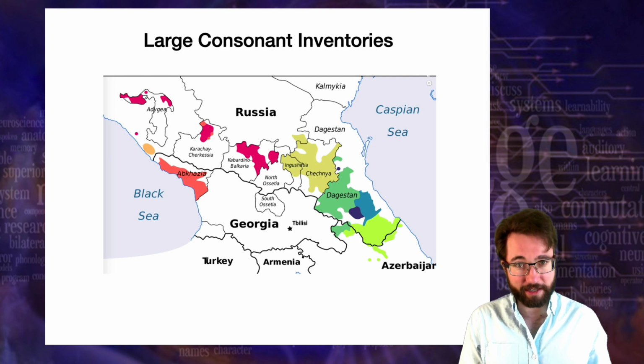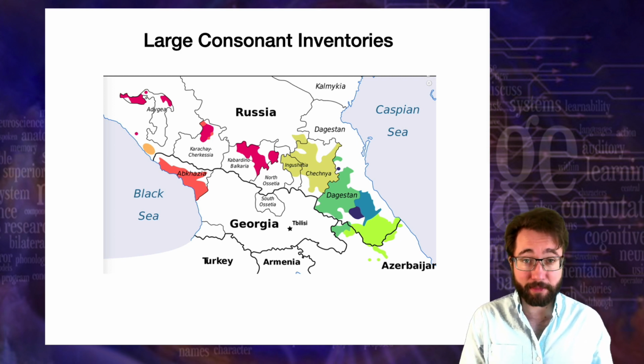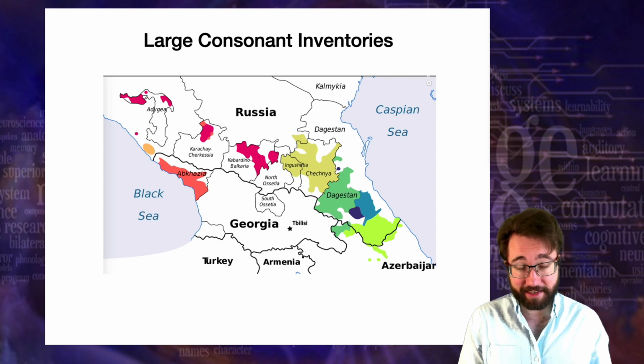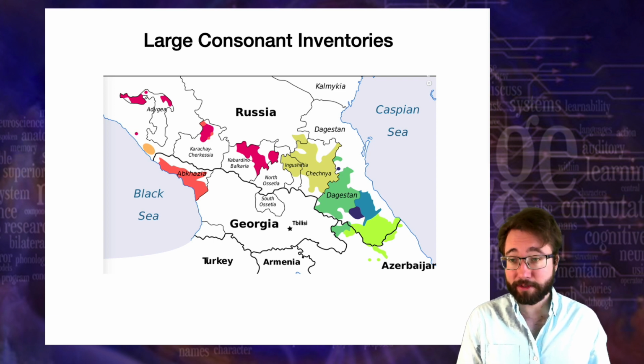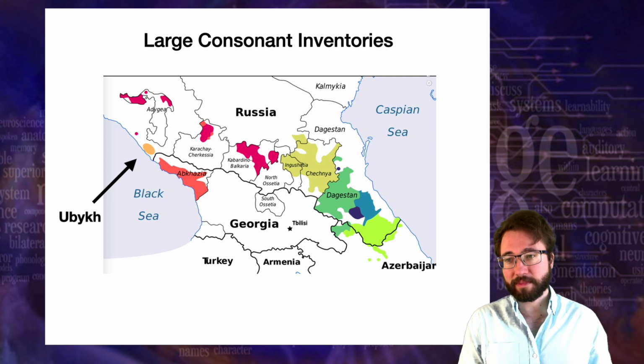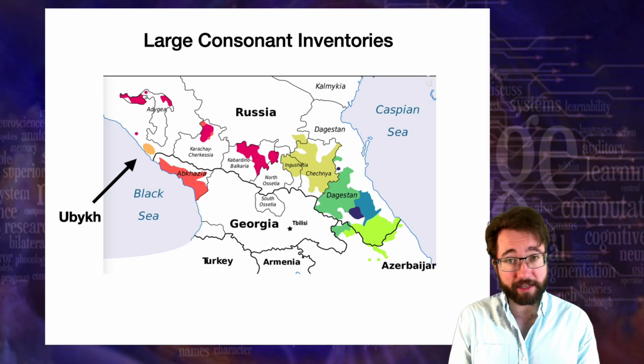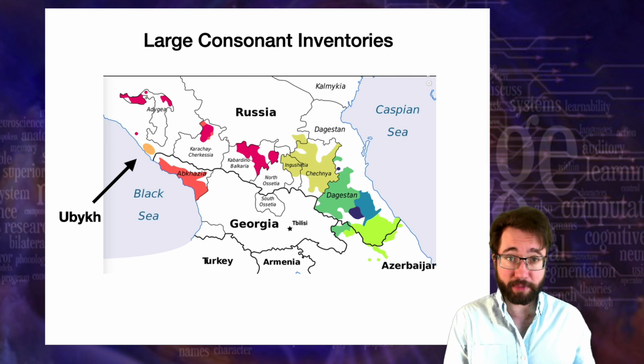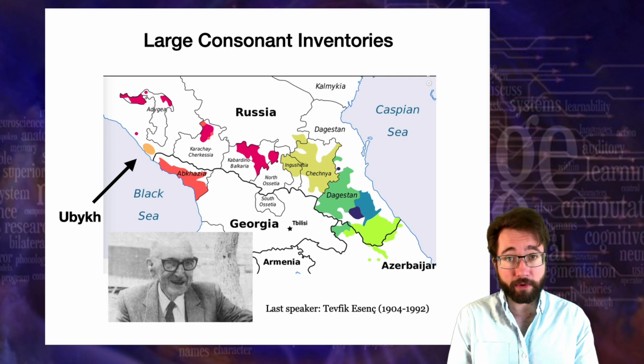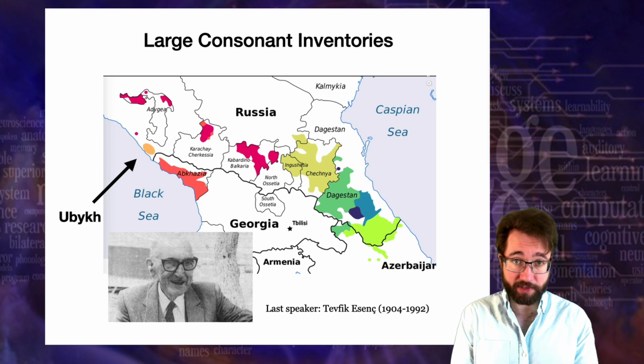We're going to talk about a language which was spoken in a very small region of the Caucasus in Asia and Europe. This is the Ubykh language, which was spoken in this small area on the Black Sea. So this is an extinct language. There are no remaining native speakers of this language.